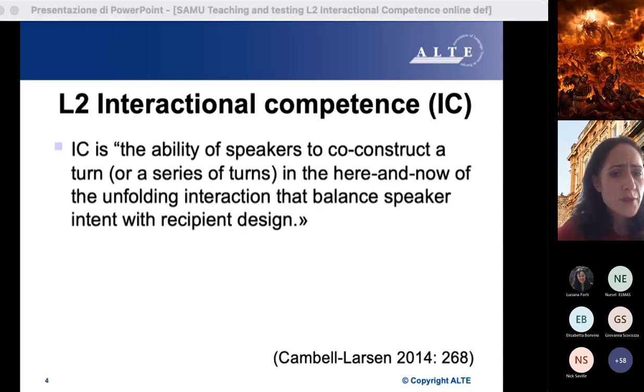With the words of Campbell and Larsen, we could define interactional competence as the ability of speakers to co-construct a turn or a series of turns in the here and now of the unfolding interaction that balance speaker intent with recipient design.